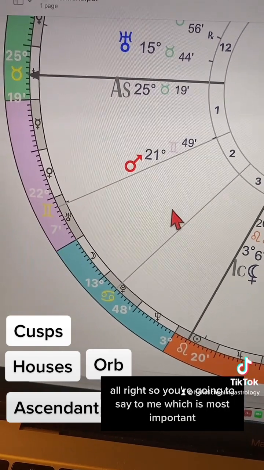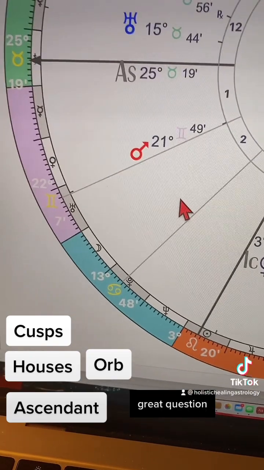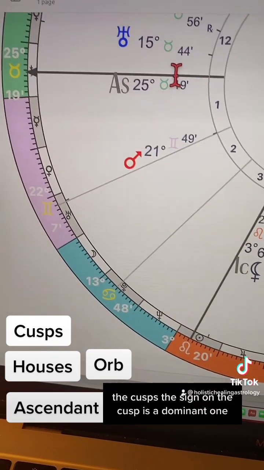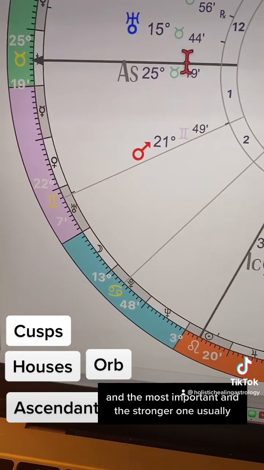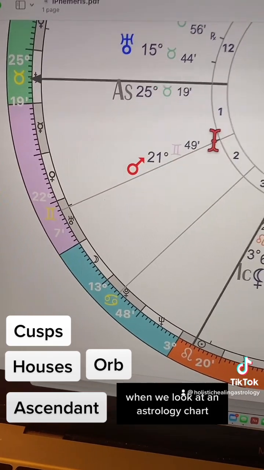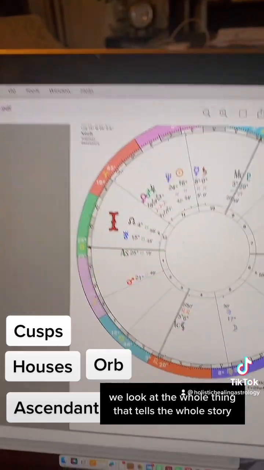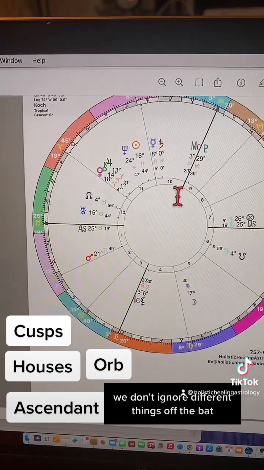All right? So you're going to say to me, which is most important? Great question. The cusps, the sign on the cusp, is the dominant one and the most important and the stronger one, usually. But we have to look at all the other factors. When we look at an astrology chart, we look at the whole thing that tells the whole story. We don't ignore different things.